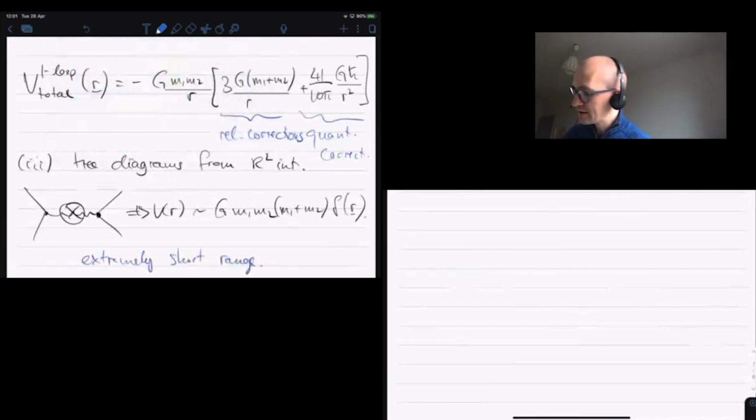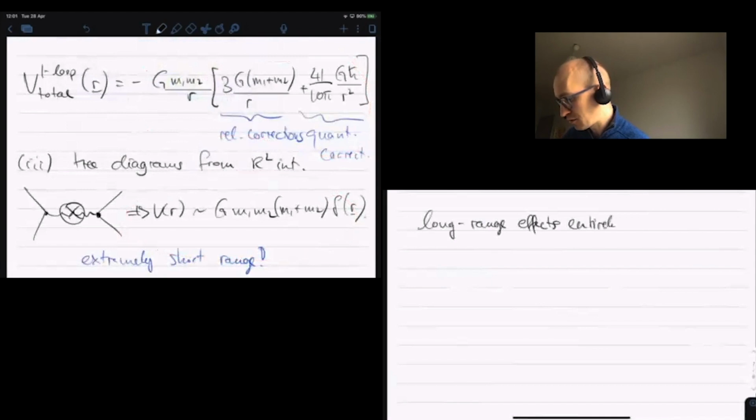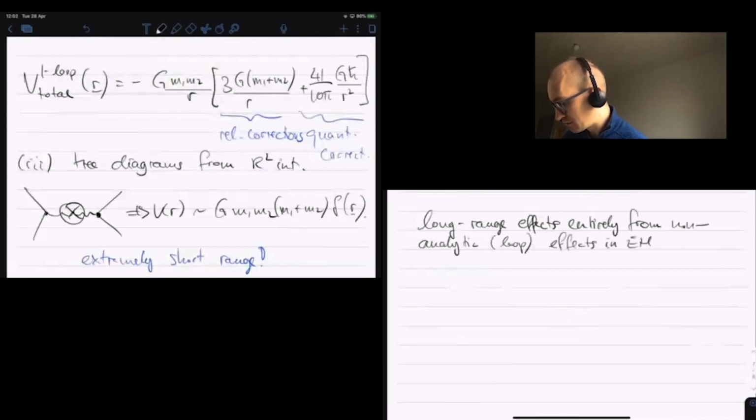So if you are interested in just the infrared of the theory, you can actually forget about this kind of correction, and you really only are interested in those corrections. And so the long-range corrections, long-range effects, entirely from non-analytic loop effects in Einstein-Hilbert. Okay, so good.